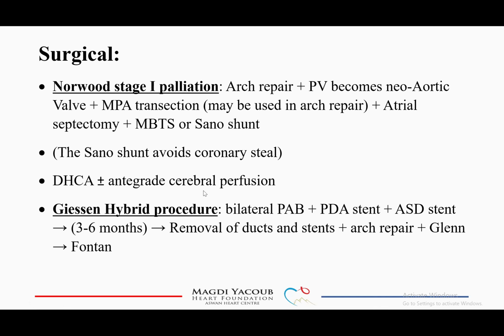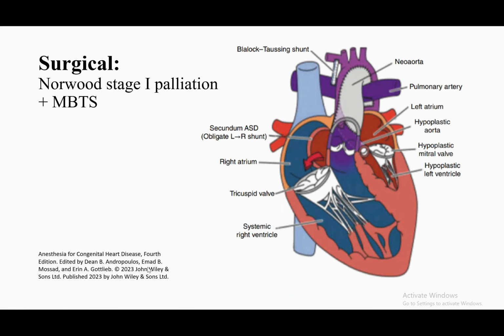Another surgery that can be done is the Giessen hybrid procedure. We do a bilateral pulmonary artery band and a PDA stent, so we keep the original condition, but we restrict the blood passing to the lungs and allow blood to pass through the PDA, and we put a PDA stent to prevent its closure after birth, and an ASD stent. Then after 3 to 6 months we remove these stents and we do an arch repair and a Glenn and then Fontan. So in this case we eventually reach the Fontan procedure.